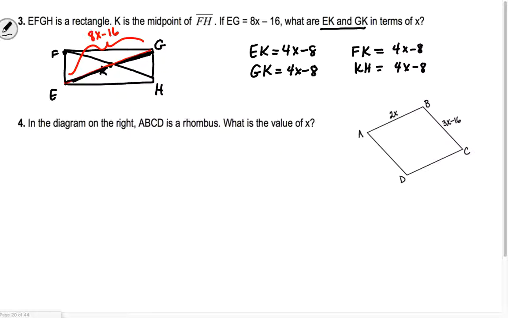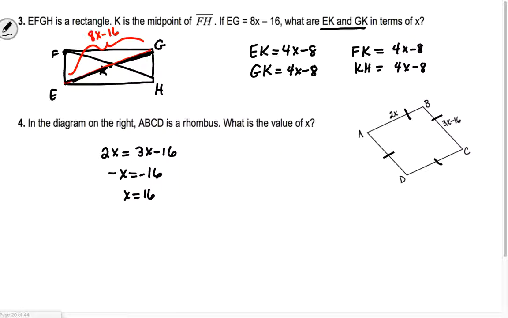All right, so it says in the diagram on the right, ABCD is a rhombus. What is the value of x? So if we have a rhombus, what's the definition of a rhombus? We said that all four sides must be congruent. So whenever you see something's a rhombus, we draw on our tick marks. We say, okay, all those are congruent. So that means that 2x has to equal 3x minus 16. So negative x equals negative 16, so x is 16.